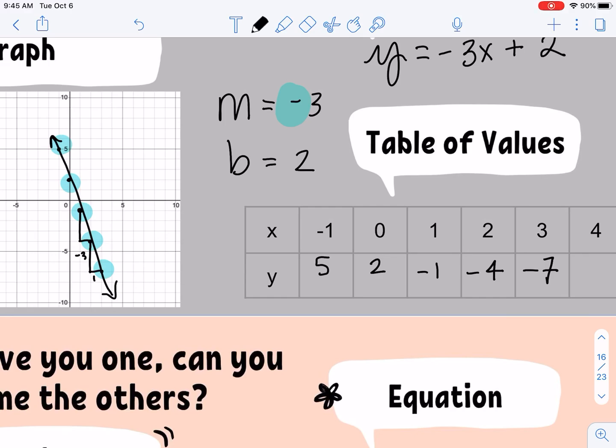Now I could count down 3, 1, 2, 3 over 1 and get negative 10. Or, I could see, does it follow the pattern? Am I subtracting 3 each time? 5 minus 3 is 2. 2 minus 3 is negative 1. Negative 1 minus 3 is negative 4. Negative 4 minus 3 is negative 7. And negative 7 minus 3 is negative 10. So it fits. And what's nice about this is that we always have a way of checking our work.